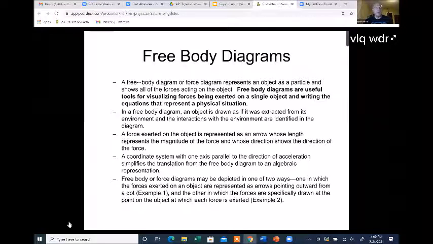So we've got two examples here. Or there's two ways we might draw them. One might be that we start off by drawing the object in question as just a dot, and we draw the forces coming out of that dot as arrows. And remember, the direction of the arrow is the direction of the force, and the size of the arrow is proportional to the size of the force. The other way is to draw the forces at the point on the object where that force is actually exerted. So we've got two examples. I'm going to show those to you on the next slide.